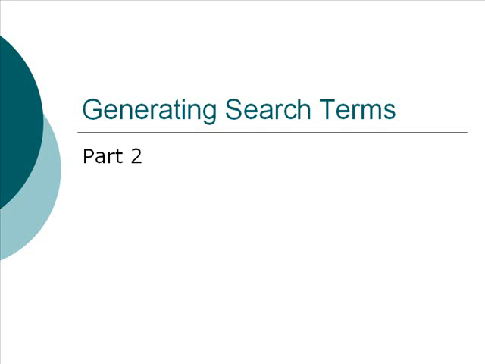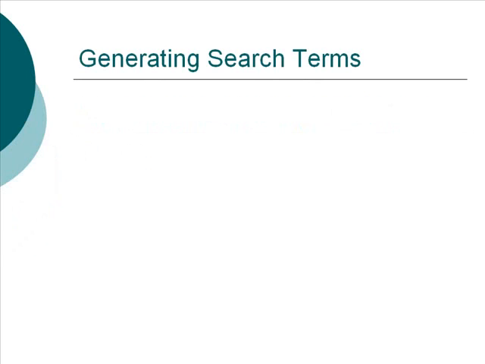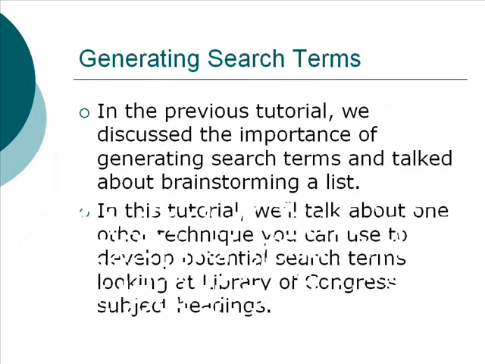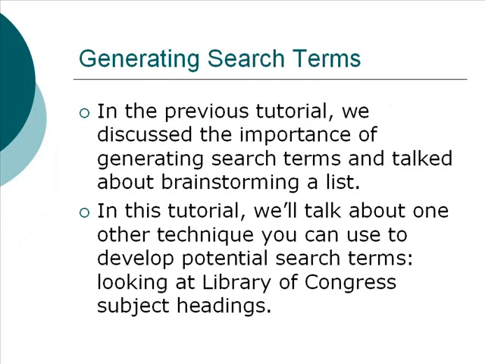In this brief tutorial, we're going to talk a little more about developing a list of search terms. In the previous tutorial, we talked about the importance of spending a little time generating a list of potential search terms to use as you do your research. I want to show you one other thing you can do to get a few more ideas for terms you might be able to use as you research. I'm going to show you how to look at the Library of Congress subject headings to get ideas.